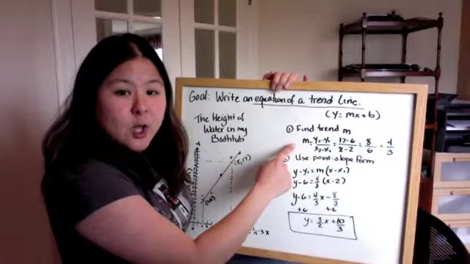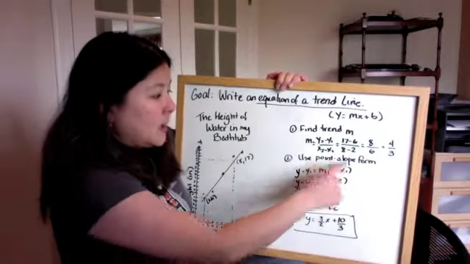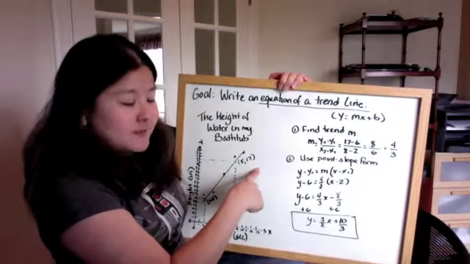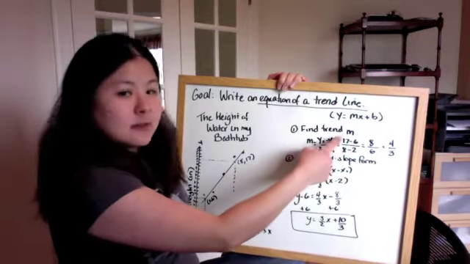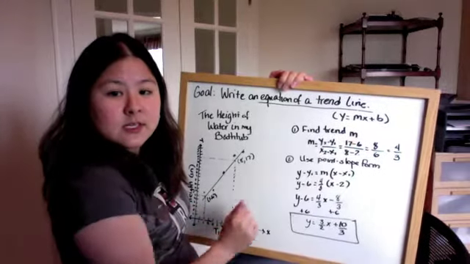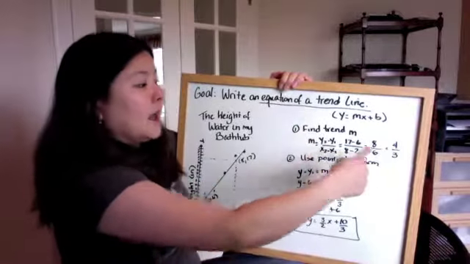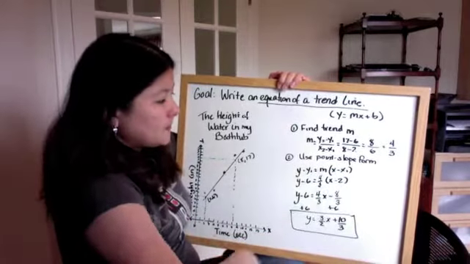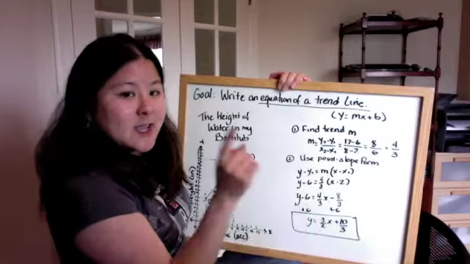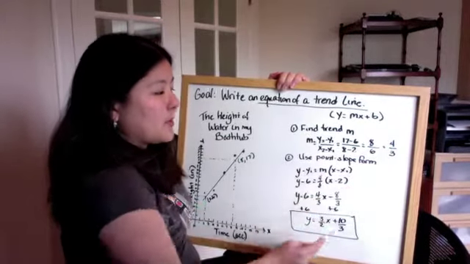I use my slope formula, y2 minus y1 over x2 minus x1. I put in my data: 17 minus 6, over 8 minus 2. That gives me a slope of the trend line of 4/3. Always simplify, never turn it into a mixed number. Leave it as an improper fraction.